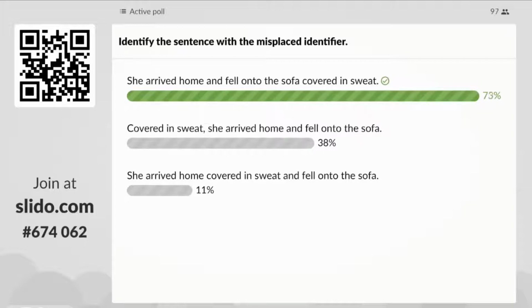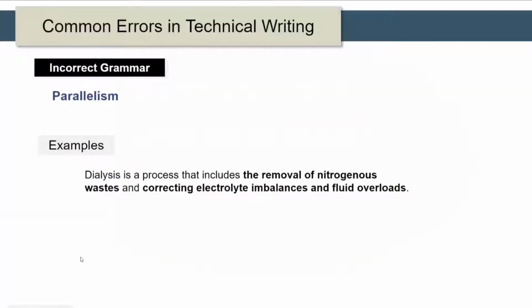I see that some people are still answering the second option. It is not the correct option. It's the first one that is misplaced, just in case you're not listening, right? And the third one, she arrived home covered in sweat and fell onto the sofa, this is also fine. This is correct. So again, people are marking the correct option, the one that was not misplaced. The question says you need to identify the sentence with the misplaced modifier, the one which was incorrect. That is the first one, right? Okay, moving on.